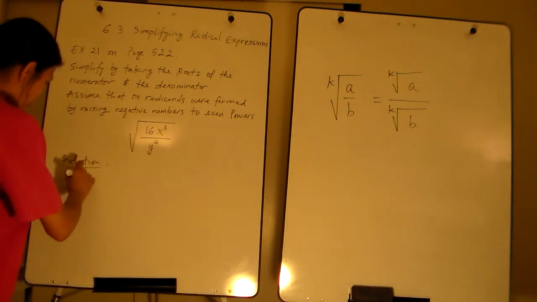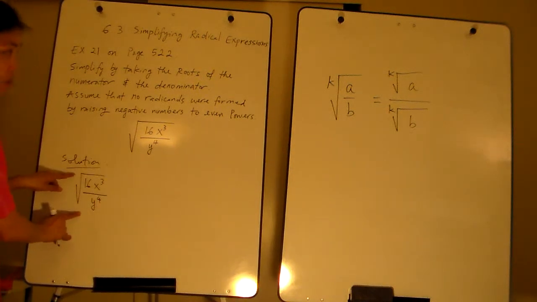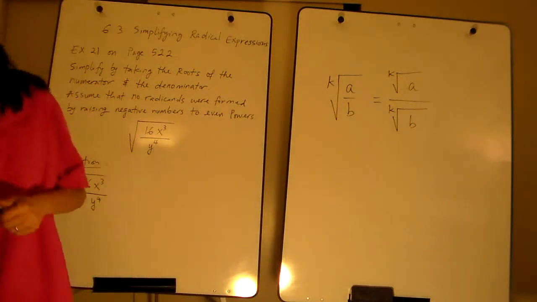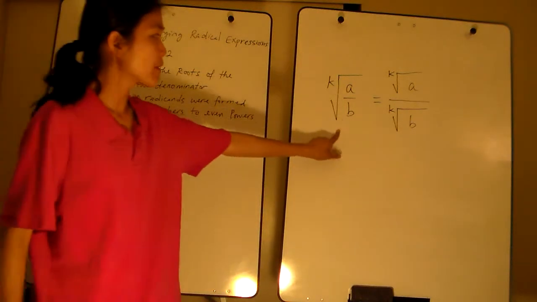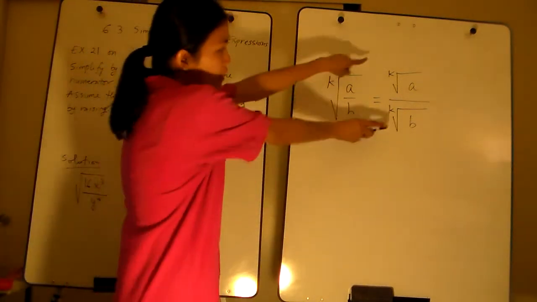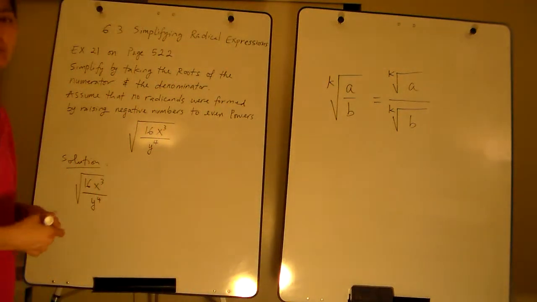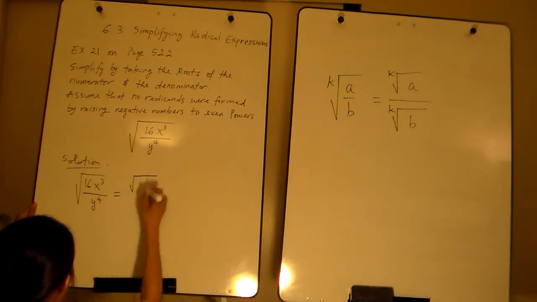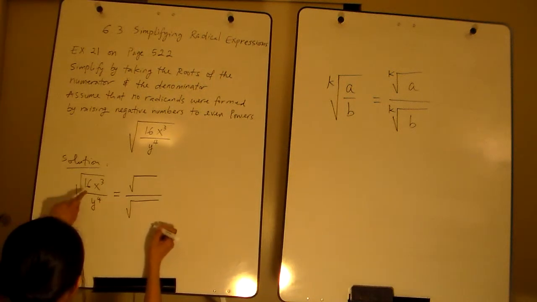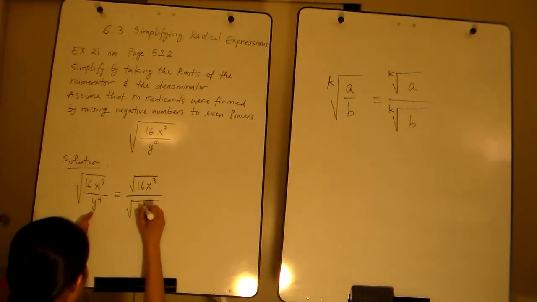Alright, square root of 16x to the third power divided by y to the fourth. You simplify this using the root of quotients, which is this formula right here. Start off with one root, and you split this into two roots, one in the numerator, one in the denominator. So using that formula we get square root on top, square root at the bottom: 16x to the third on top, y to the fourth at the bottom.